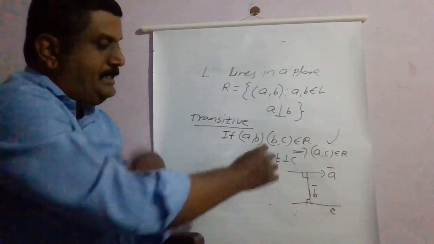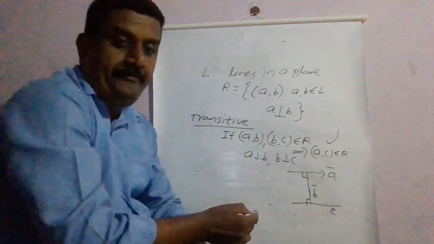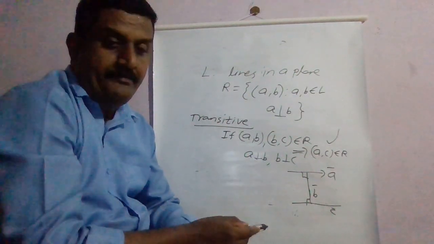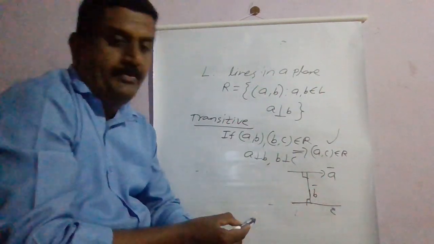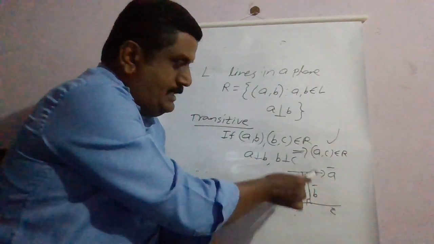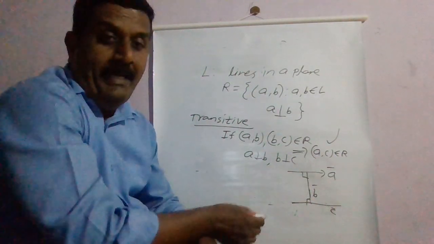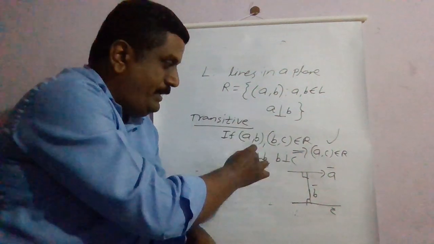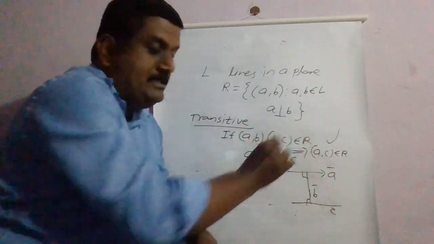So here all these conditions are true. That is, the line A is perpendicular to B, so (A, B) is there. Then the line B is perpendicular to C, so (B, C) is there. But what can you say about A and C? They are not perpendicular. A and C are parallel. So (A, B) belongs to R, (B, C) belongs to R, does not imply that (A, C) belongs to R.